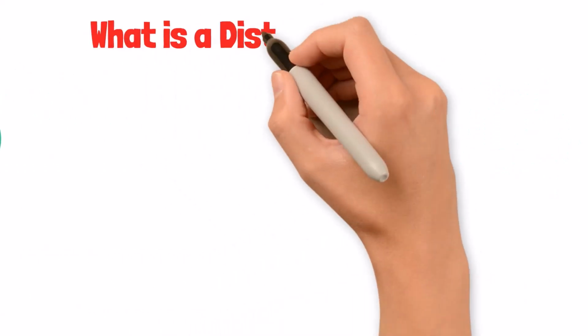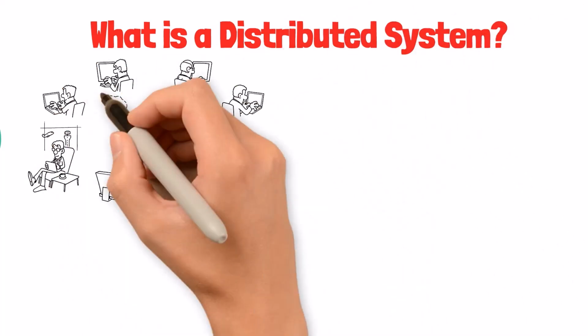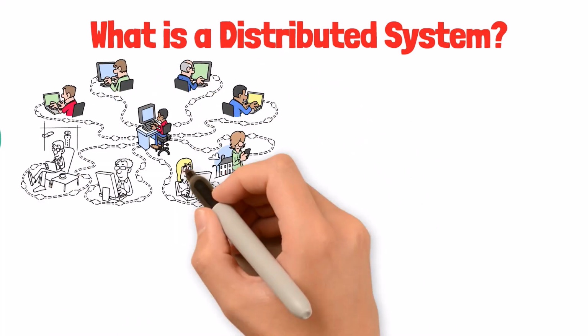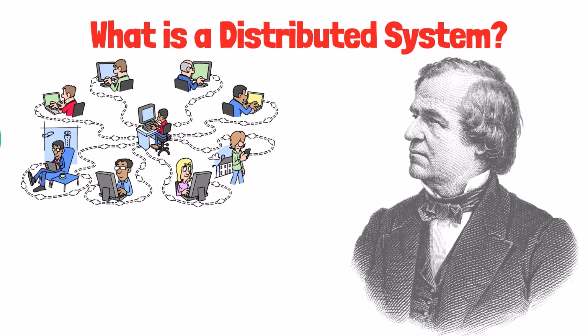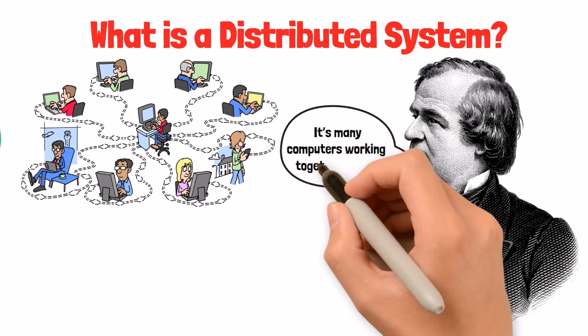What is a distributed system? A distributed system is a group of computers that work together to appear like a single computer to the user. Definition from Andrew Tannenbaum, a famous computer scientist. In simple words, it's many computers working together as one.